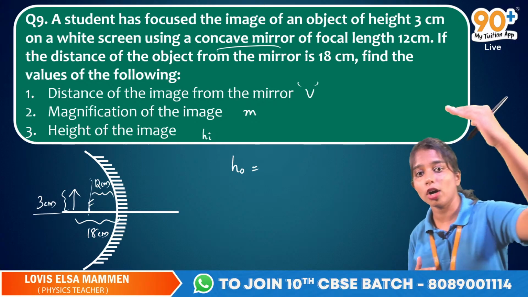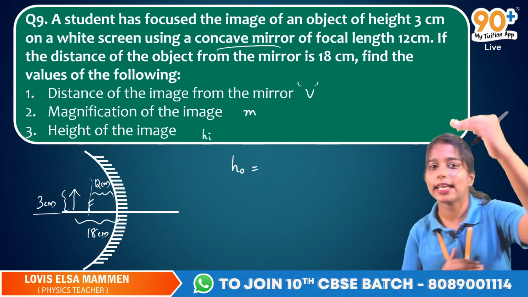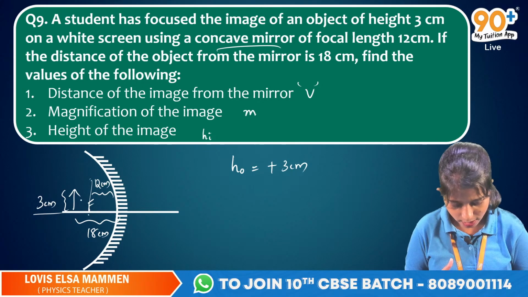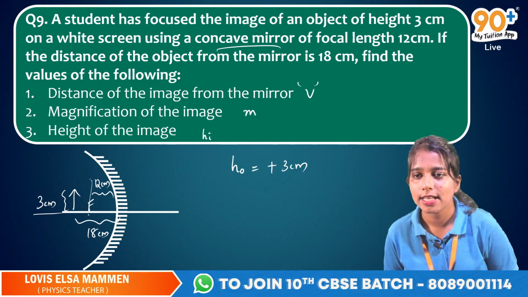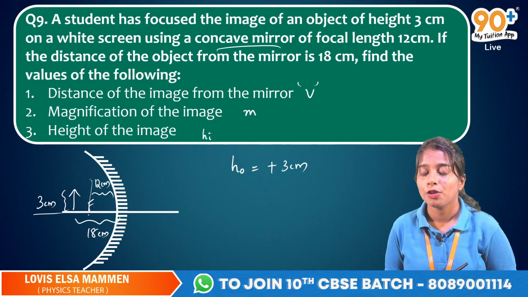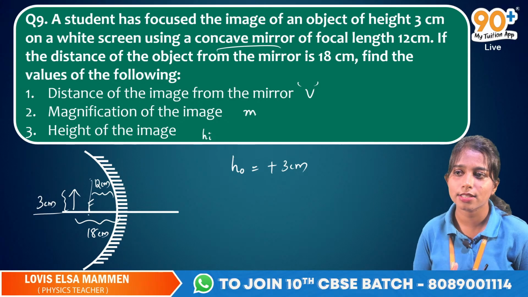Anything above the principal axis, what will it be? It will be positive. So it is placed upwards, so obviously it will be plus 3 cm. Look, the object is upwards. So it is plus 3 cm. Yes. Now the object distance is given 18 cm. You can see that it is to the left of the mirror. Got it? Okay, it is to the left of the mirror.